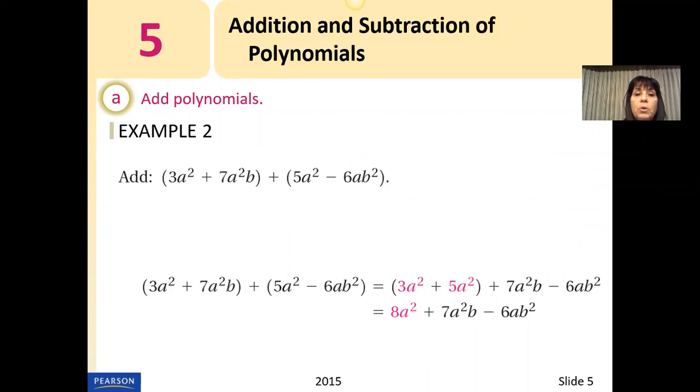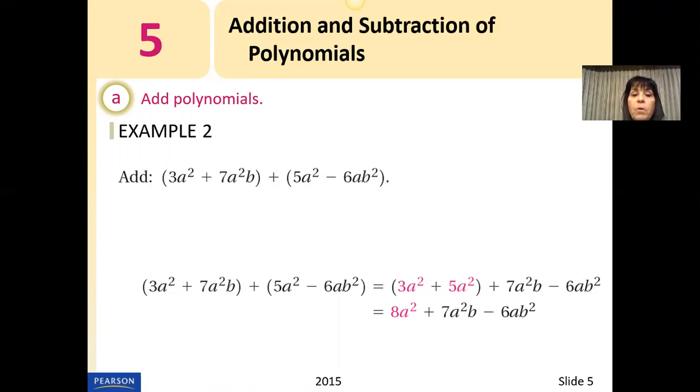So for example, in the first problem, we have two polynomials. The first one has two terms, and the second one has two terms. If you look at the two polynomials, the two first terms, 3a squared and 5a squared, those are like, and the last two terms are also like. So what we will do is we will regroup them.